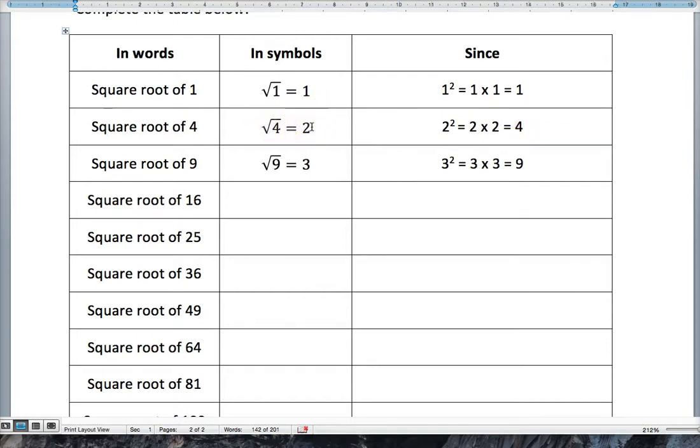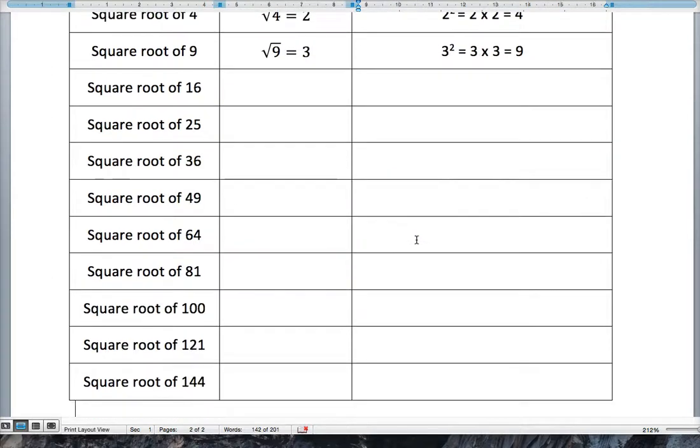In other words, 4 is what squared? Square root is the opposite of squared. Square root of 9. What squared gives me 9? Well, 3 squared is 9, so therefore the square root of 9 is 3. Square root of 16 would be 4 because 4 squared is 16. If I go to the bottom of the table, for example, the square root of 100. Square root of 100? 10. Yeah, 10 squared is 100. So that's square root. Got the idea?